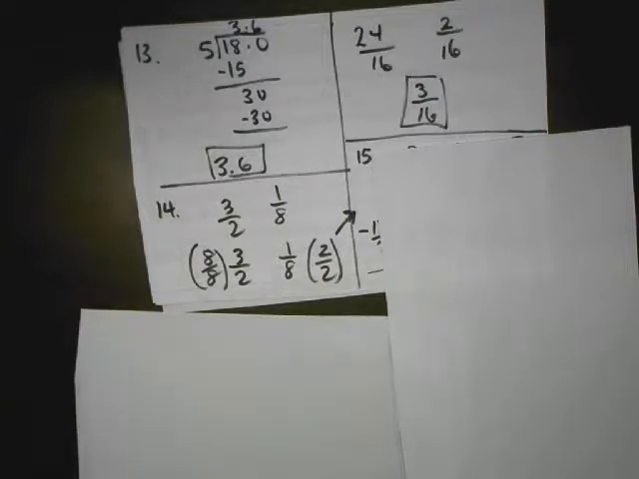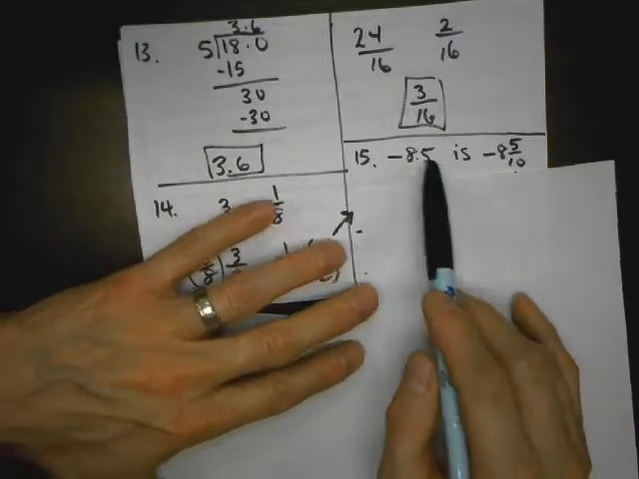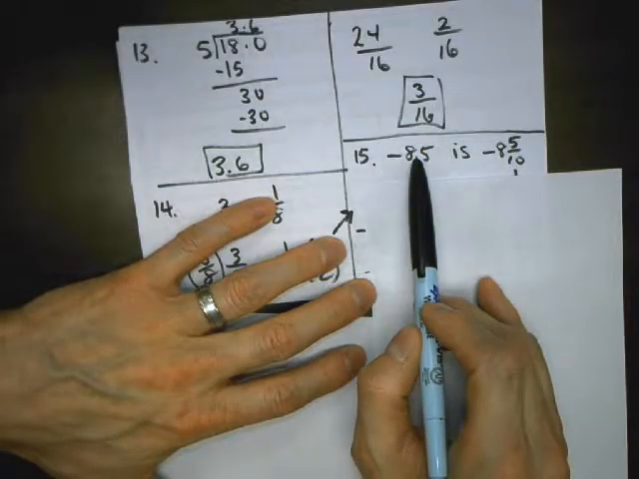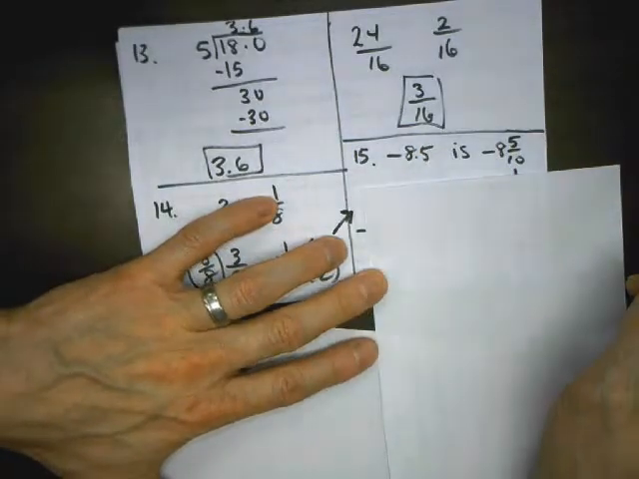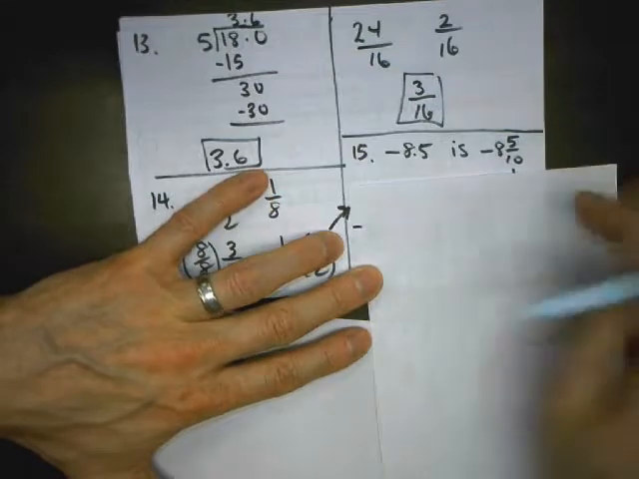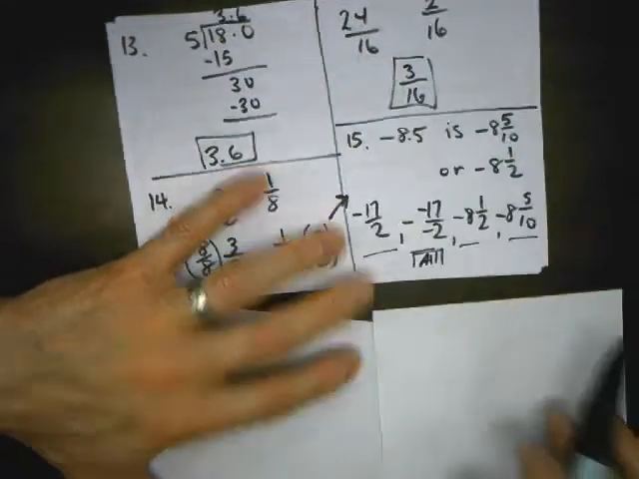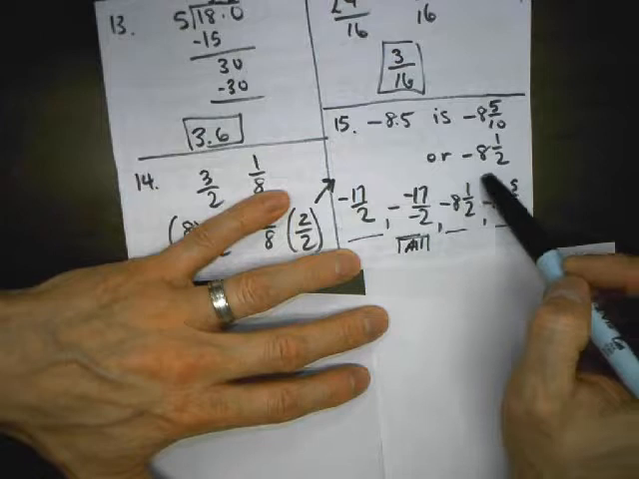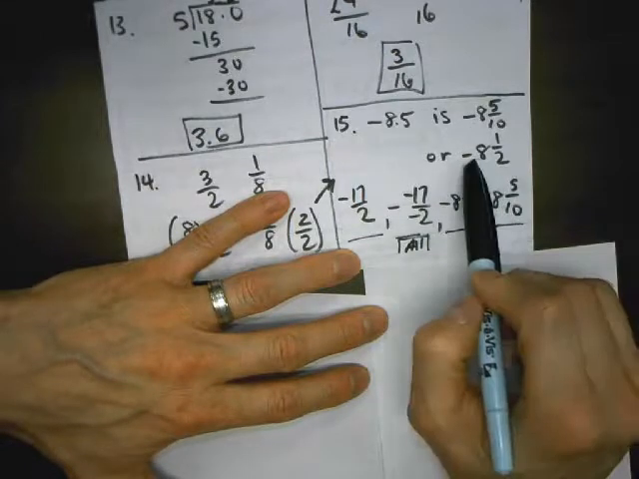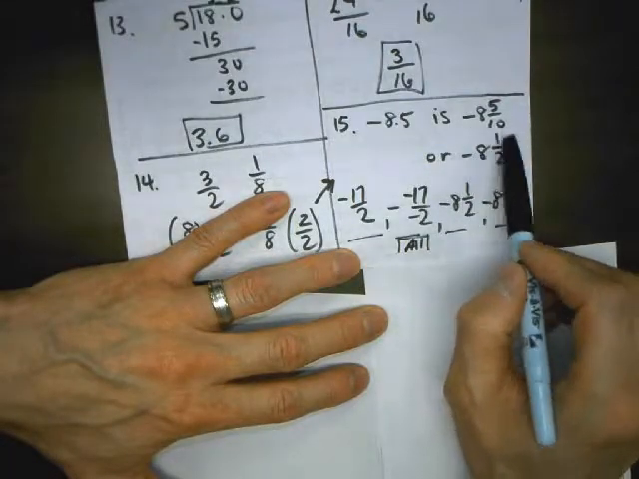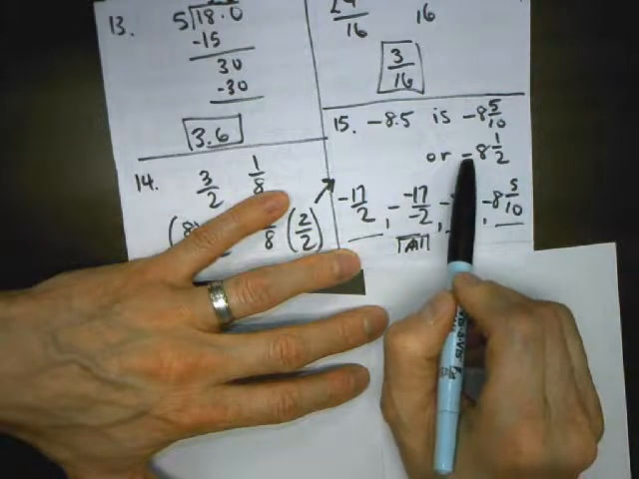Number 15 says, how many numbers are equivalent to negative 8.5? Well, negative 8.5, if I read it, that's negative 8 and 5/10. So I can write that as a mixed number and reduce it, and then look at my options. If I were to convert this into an improper fraction, 2 times 8 is 16. 16 plus 1 is 17. 17 over 2 is negative.